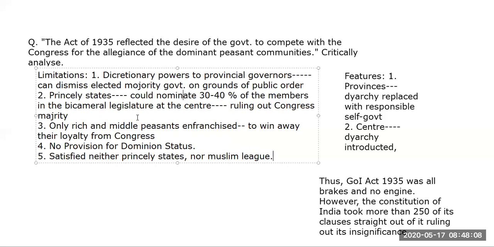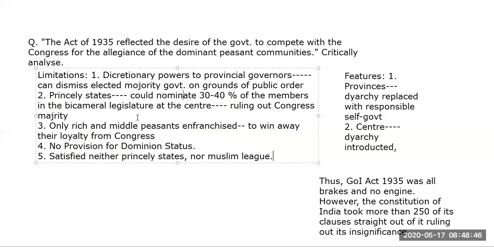The fourth provision is something very strange about the act. It was the absence of dominion status. The act didn't mention that it's conferring dominion status to India. However, we should also appreciate the fact that in the Lahore session, the Congress had already passed the resolution of Purna Swaraj, or complete independence. So even the dominion status, I don't think it would have benefited much had it been included. And the fifth is the act failed to satisfy the princely states and the Muslim League.